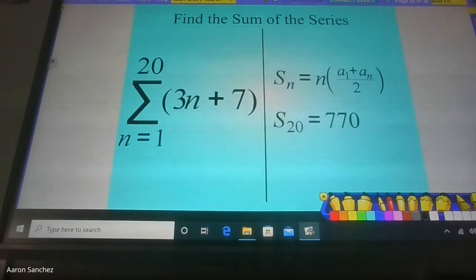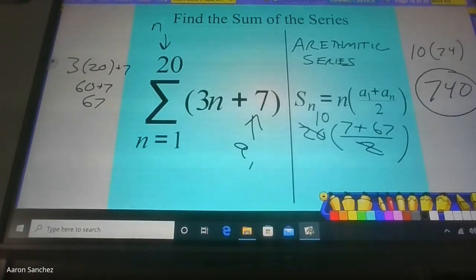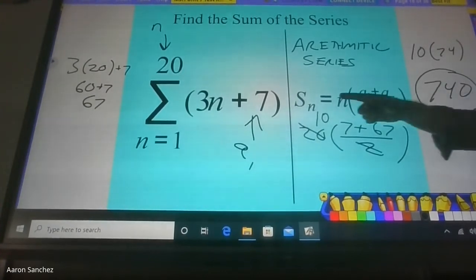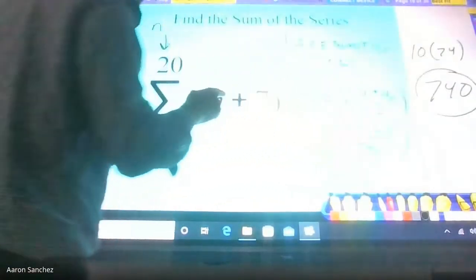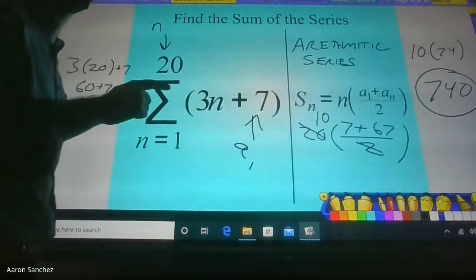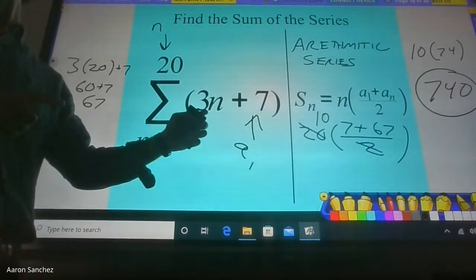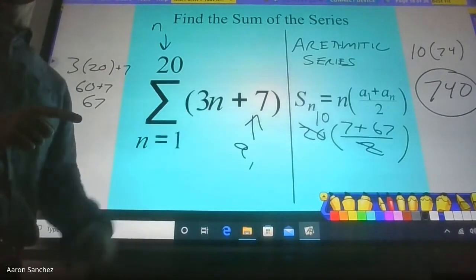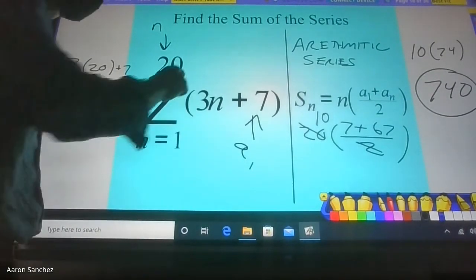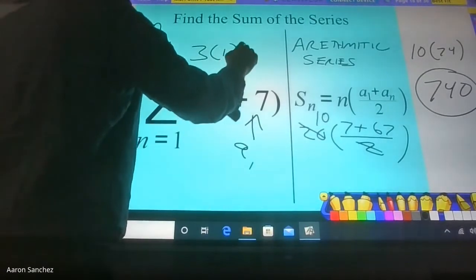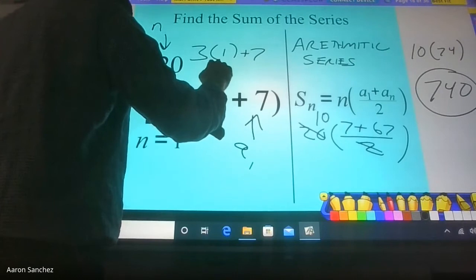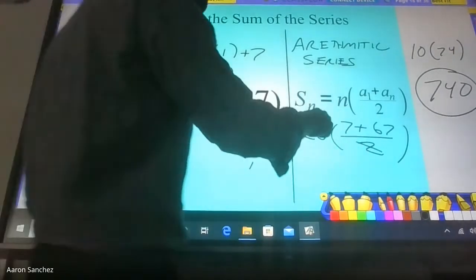Oh, 770. Wait a minute. Oh, I know what I did wrong. Shoot. It's not 740, it's 770. Because this is an a sub 1. That's where my mistake was. What's my a sub 1? That means you plug in 1 for n, right? What do you get when you plug in 1 for n? 10. So it's 3 times 1 plus 7, which is 3 plus 7 is 10. So this, instead of 7, should be 10.